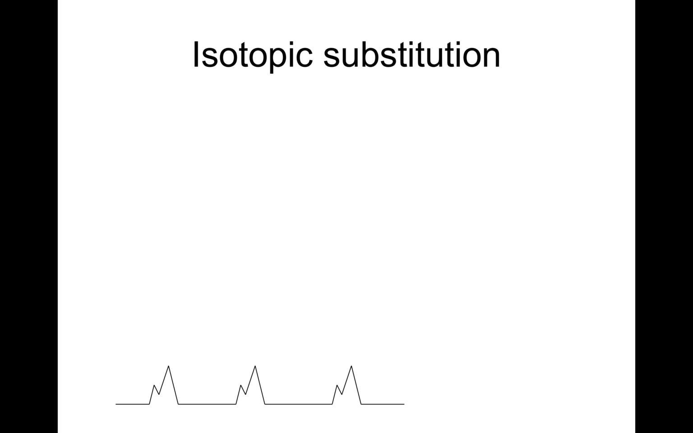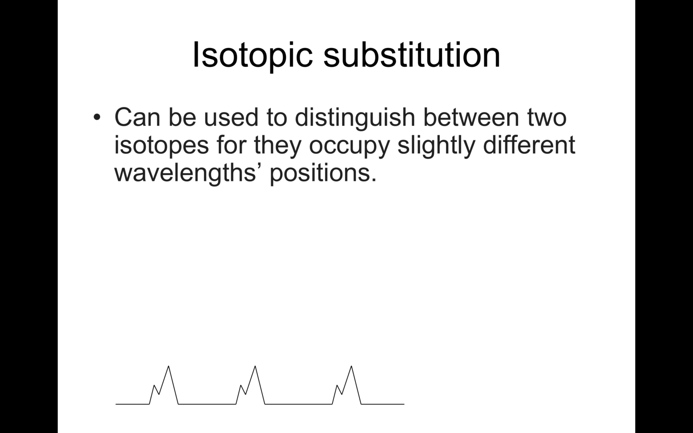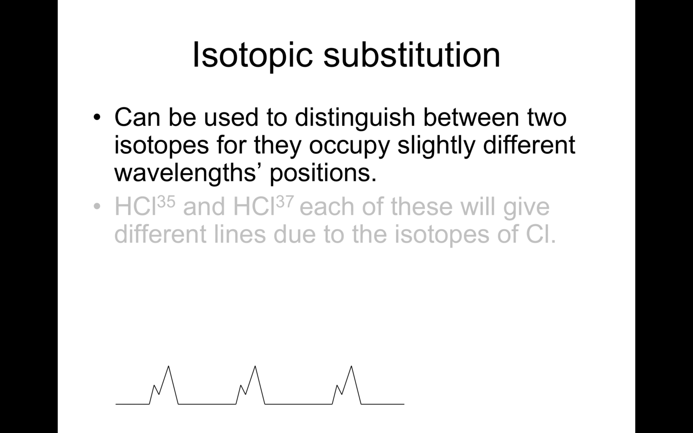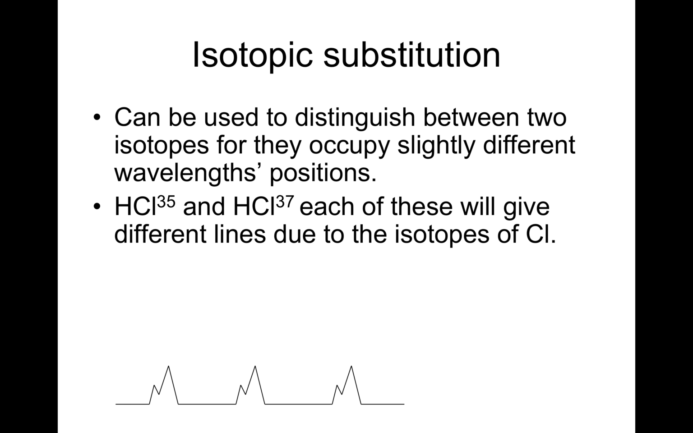Isotopic substitution. This can be used to distinguish between two isotopes, for they occupy slightly different wavelength positions. For instance, H35Cl and H37Cl, each of these will give different lines due to the isotopes of Cl.